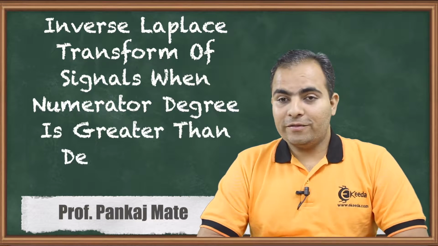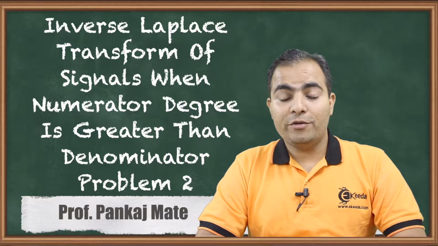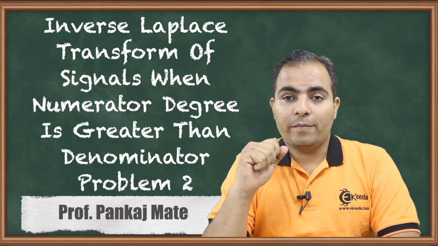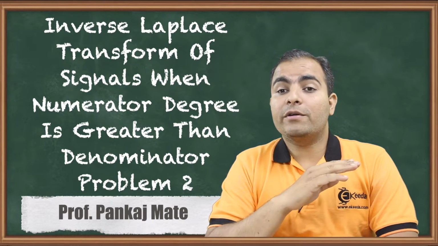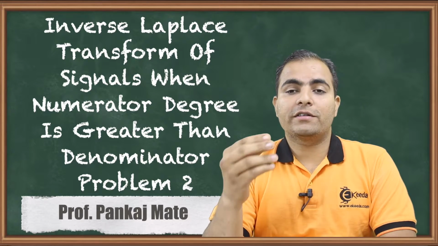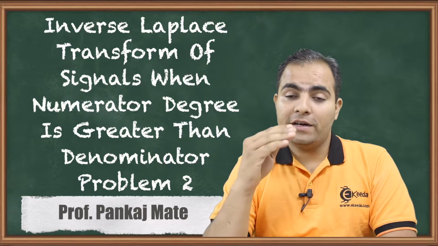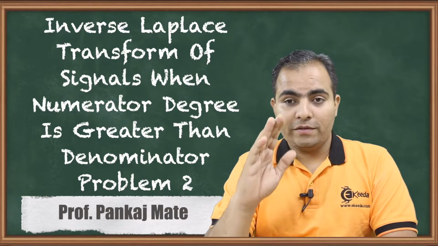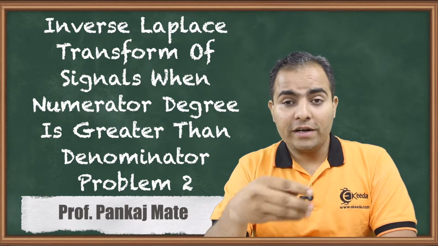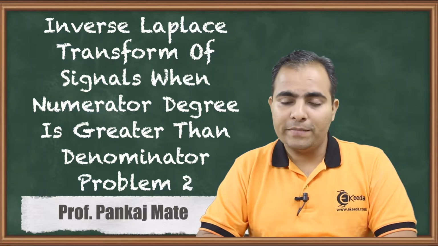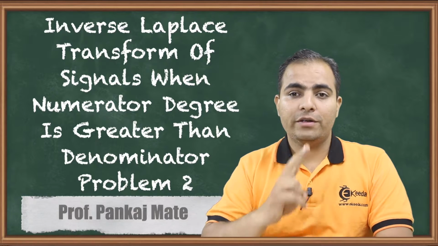So, hello friends. In the previous video, we studied the first numerical, based on the numerator degree being greater than the denominator. As I told you, if the numerator degree is greater than the denominator, then we are not able to find the inverse Laplace transform of the function. You can find it by performing the division method. So we have solved one numerical based on that. Now we will solve the next variety of numerical on that same basis. So we'll solve the next numerical, problem number 2.